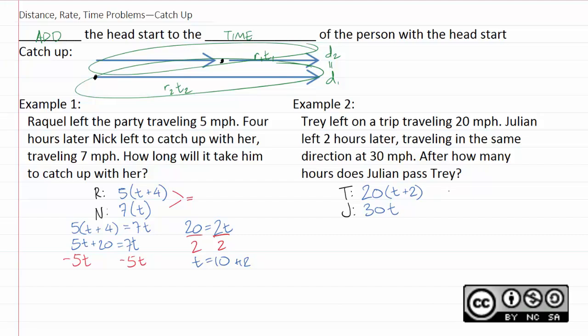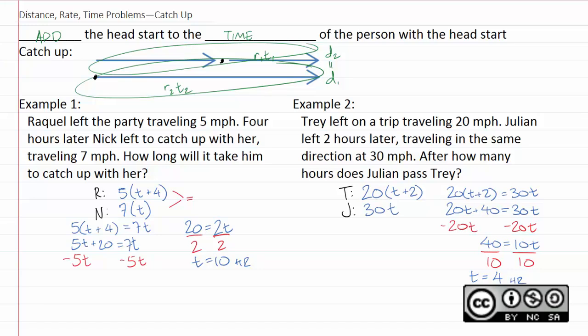Again, we set these equal to each other. 20 times t plus 2 equals 30t. And we distribute. 20t plus 40 equals 30t. Subtract 20t. We have that 40 equals 10t. And now we just take care of this by dividing both sides by 10, and we see here that t equals 4 hours. Julian will pass Trey in 4 hours.